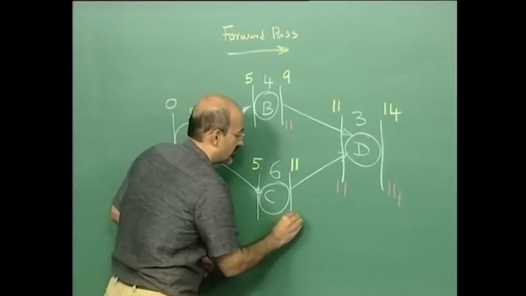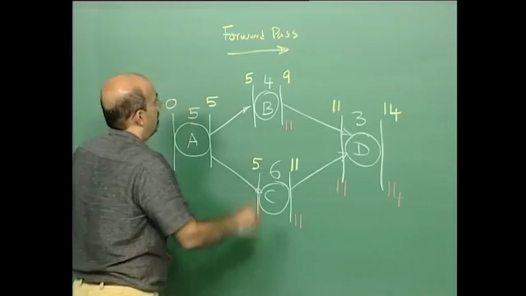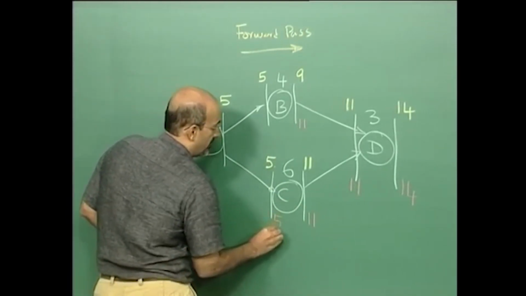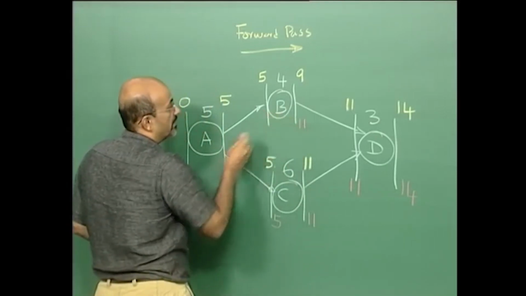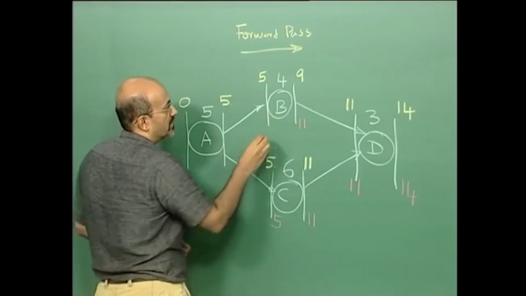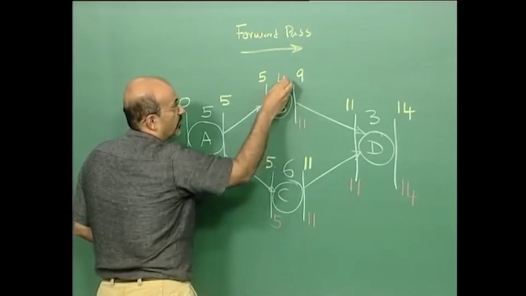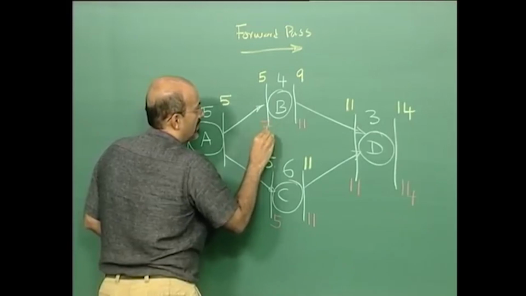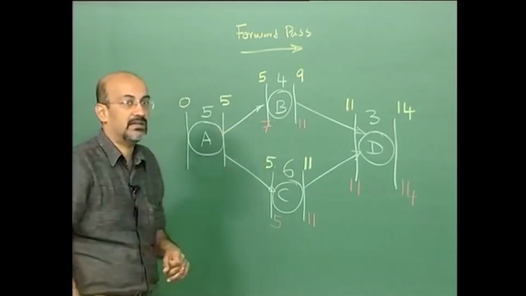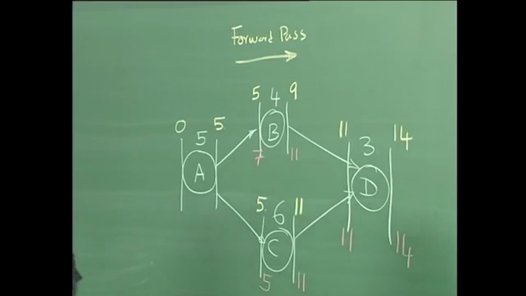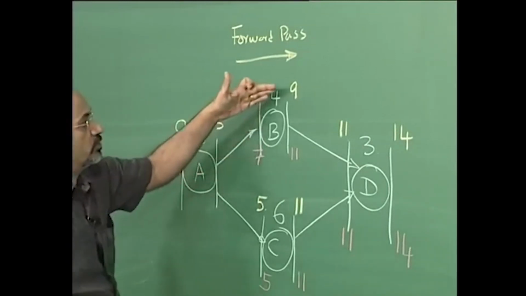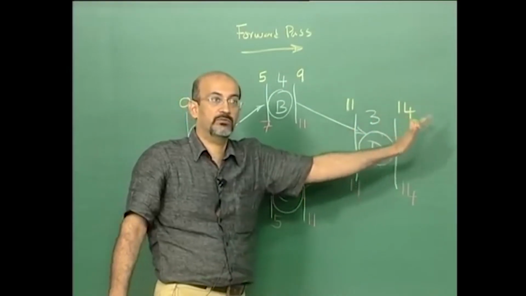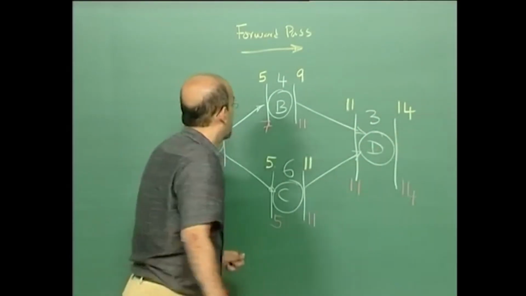C, 11. Now C has to start, and the latest it can start is by 5. And what about B? 7. Yes, so 11, it is 4 days, the 4 is a constant, so it comes to 7. That is the latest B can start. What happens if B starts on the 8th day? 8 days, this goes to 12, which means D can only start on 12 and the project goes to 15. So this is 7.